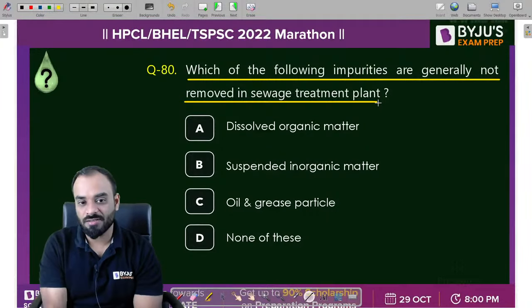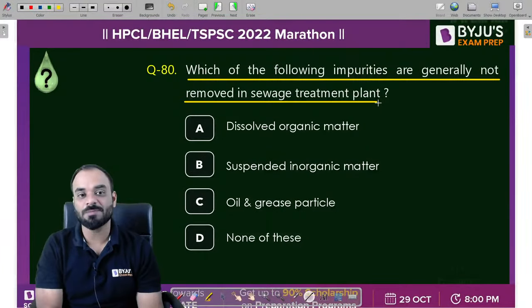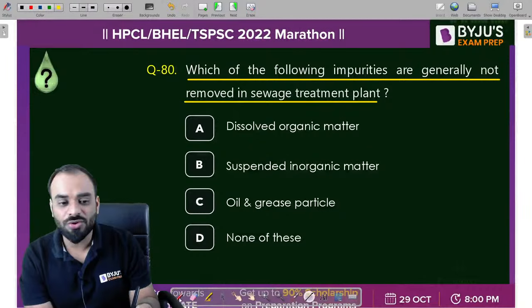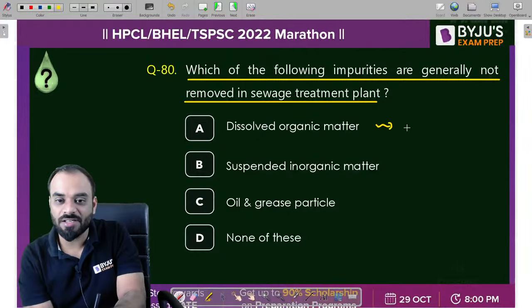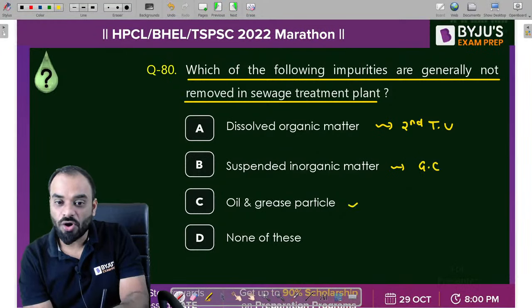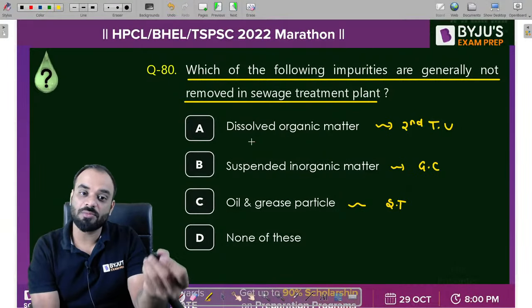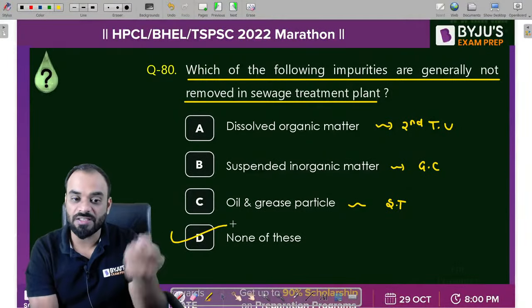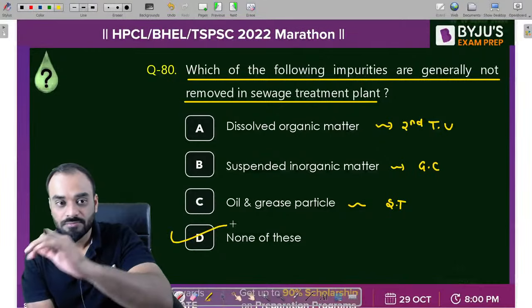Dissolved organic matter, suspended inorganic matter, oil and grease particle, none of this. So you know that guys, dissolved organic matter is removed in your secondary treatment unit. If we talk about suspended inorganic matter, it is to be removed in the grit chamber. Oil and grease particle, skimming tank. So guys, all the impurities will be removed in the sewage treatment plant. That's why D is the correct answer. Next question.